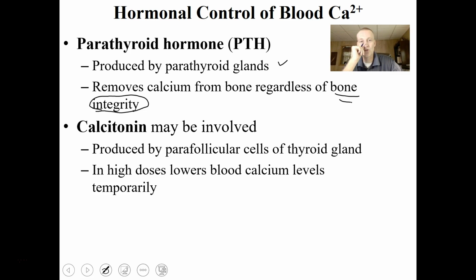Calcitonin also may be involved in the control of blood calcium. It's produced by the parafollicular cells of the thyroid gland, and in super high doses, it lowers blood calcium levels. So you can see that it works antagonistically to parathyroid hormone.